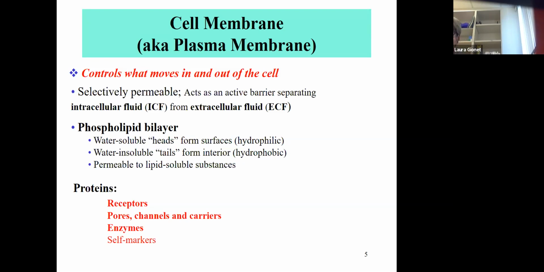We also have proteins there that act as receptors, pores, channels, carriers, enzymes, self-cell markers. We said that in the protein family, that's where we have molecules that perform the most complicated and sophisticated functions in the cell, and they're all going to be proteins. And always remember, proteins are the only family that has that primary, secondary, tertiary, and quaternary structure. And it's the hydrogen bonds in the secondary, tertiary, and quaternary structures that keep them in the shape that they need to be in to perform their particular functions.